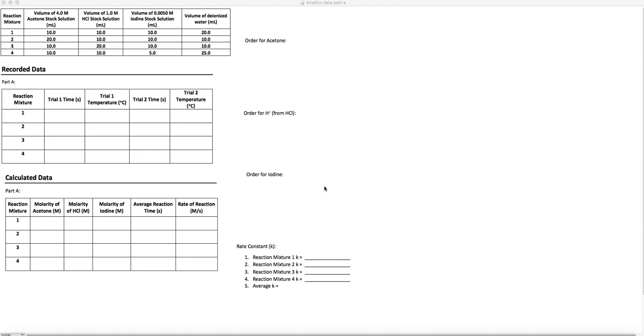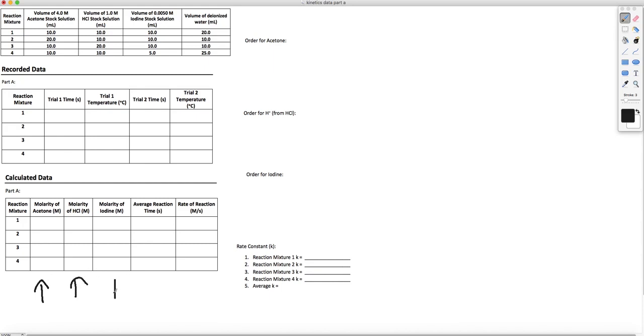This is part A of the Kinetics lab. I want to show you how to do some of these calculations. We'll start off with the molarities, and the molarities that I'm talking about are the ones that go down in this region right here, where I've put those arrows.